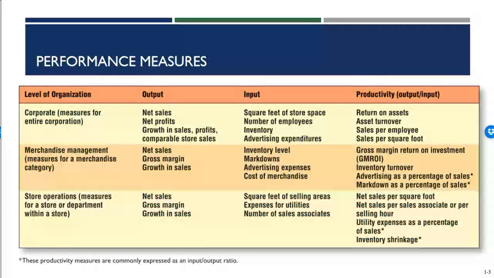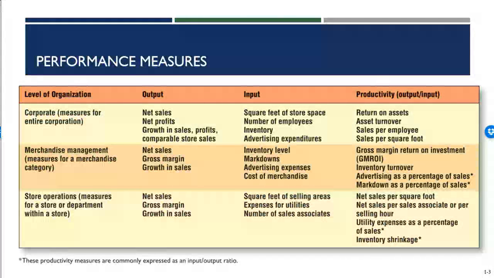If we have 10 stores and they all vary in size and we want to compare how well they're performing to each other, we can look at the sales per square foot of store space. We can also look at sales per employee. This measures employee productivity. So it takes our input of number of employees and our output of net sales, and we can see how many sales dollars we're generating per employee. So all of these are great ways to measure productivity of our retail establishment.